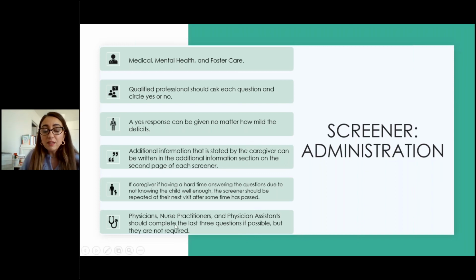Okay. And then the last three questions I mentioned, the physicians, nurse practitioners, physician assistants can complete them. But if it's not possible, they don't have time and so forth, it's okay that they might not do that, because in the actual evaluation, when we refer them out, they will already get that full-on medical evaluation anyway. But it should not really stop us from screening our children.